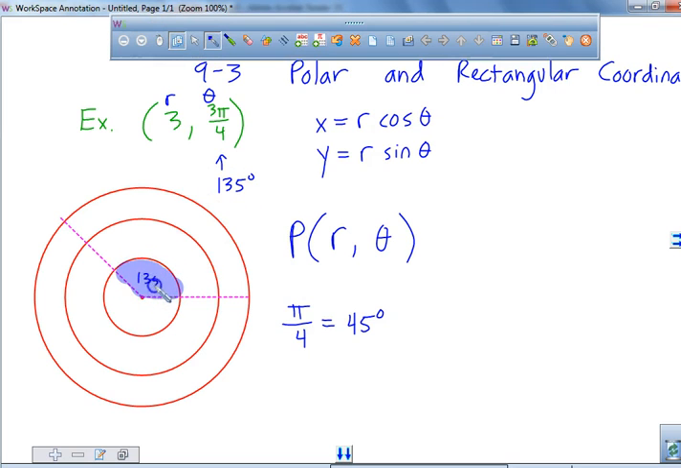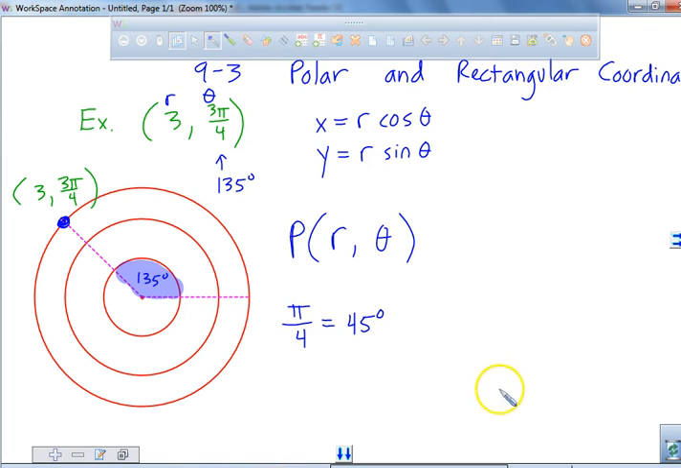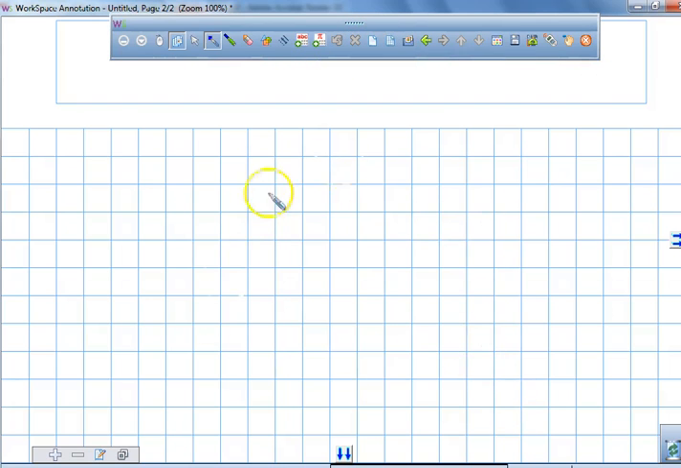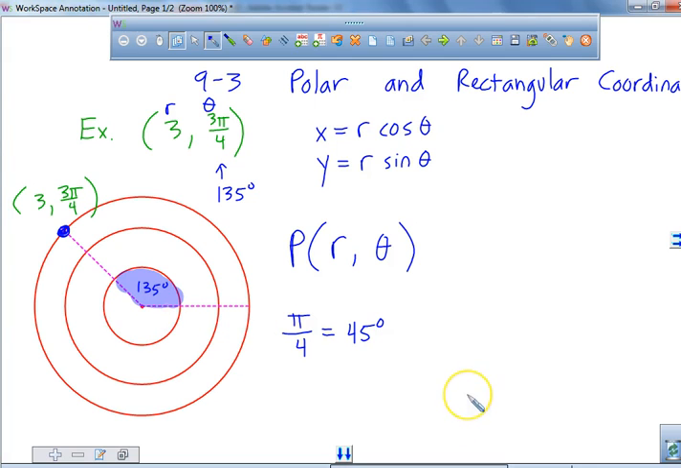Right here, I want you guys to write 135 degrees in your drawing. This section right here is 135 degrees. Now, this point right here, everybody, is at the polar coordinate 3, 3 pi over 4. Today, we are going to convert polar coordinates to what's called rectangular coordinates. Rectangular coordinates are what you're typically used to. They go with rectangles, also known as squares. It's your Cartesian plane.